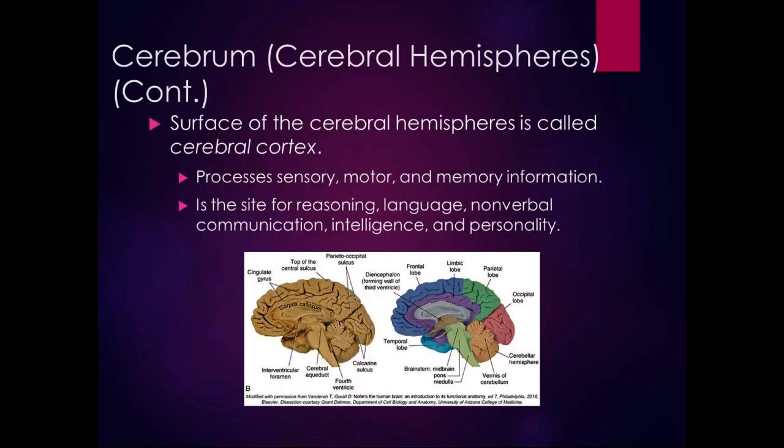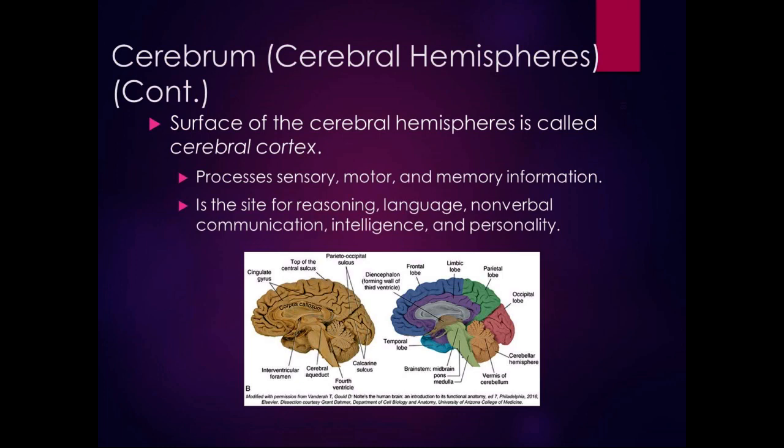The surface of the cerebral hemispheres is called the cerebral cortex. That's where we process sensory, motor, and memory information. It is the site for reasoning, language, nonverbal communication, intelligence, and personality. So this is the area of the brain that we really consider to be our consciousness. This is where we do all of our higher thinking, higher reasoning, higher processing.